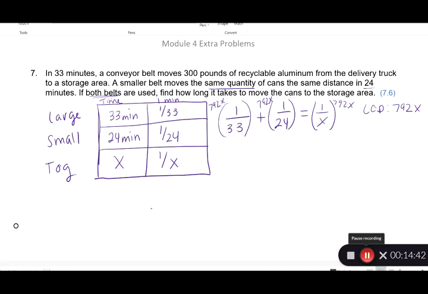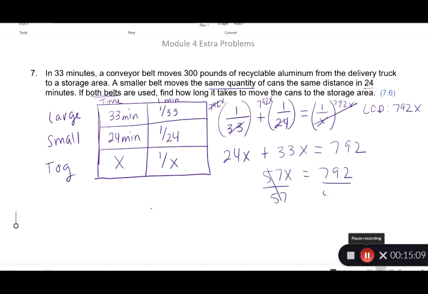So if you do 792 divided by 33, you would get 24x, plus 792 divided by 24 is 33x, equals 792x divided by x, my x's will cancel, so equals 792. Now it's basic equation solving. You can just get 57x equals 792, divide by 57.